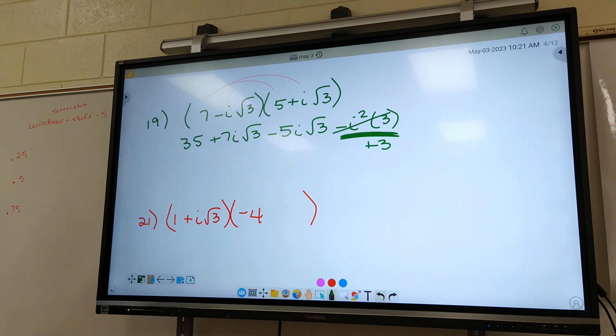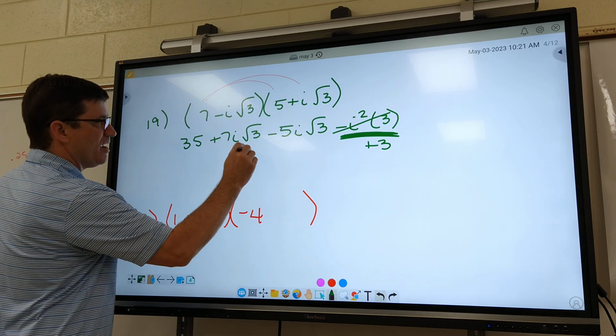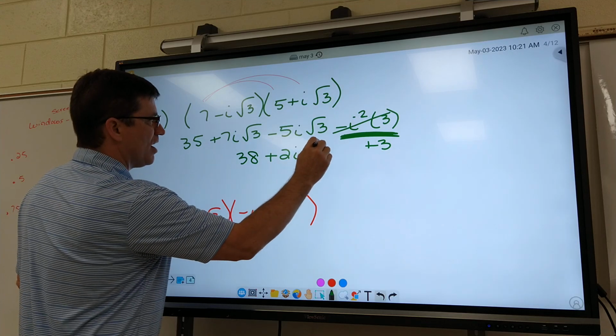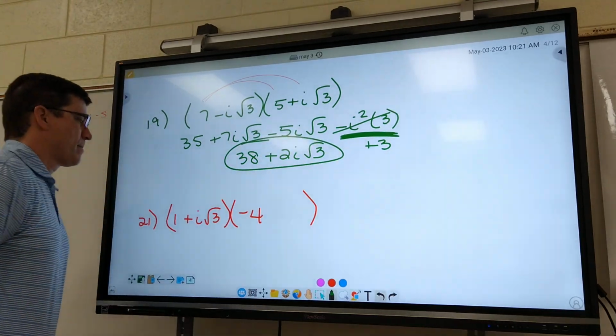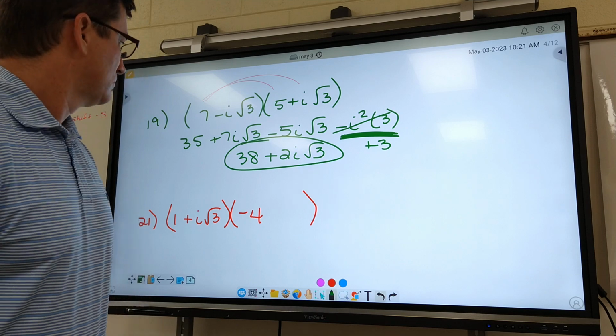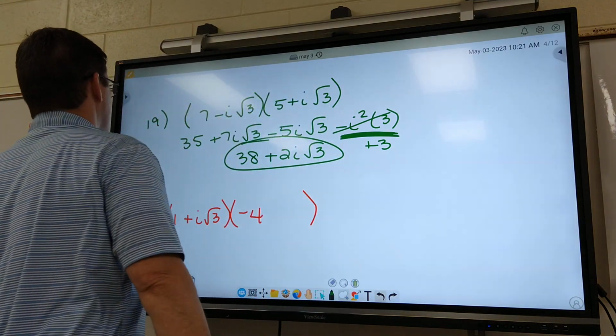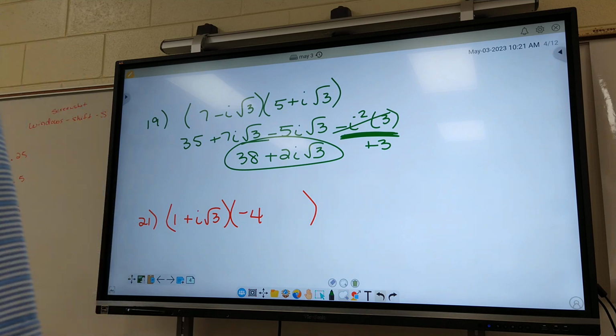All right, combine your like terms. I got 35 plus 3 is 38. 7i minus 5i is positive 2i root 3. All right, next I want y'all to try 21, and another problem that's similar.